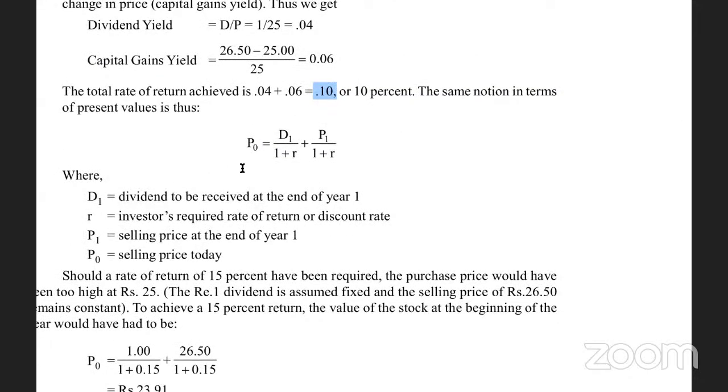D1 by 1 plus R, P1 by 1 plus R. Okay, D1 by 1 plus R. R is rate. What rate? Required rate in the market, the common rate of interest. So this gives you the price of the share.